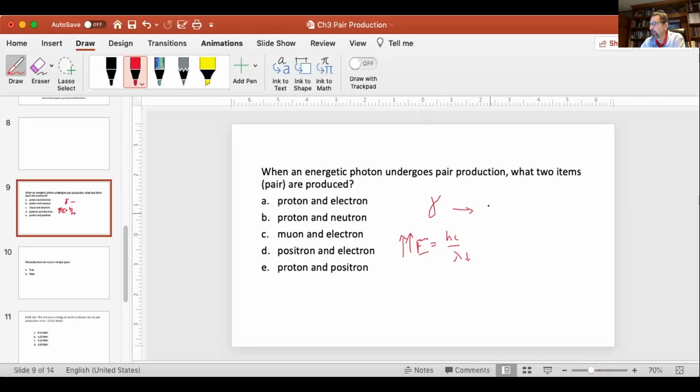In any event, it produces two objects. One of them is the electron, but the other one is not a proton. It is something called a positron. A positron is exactly an electron, just with a positive charge.